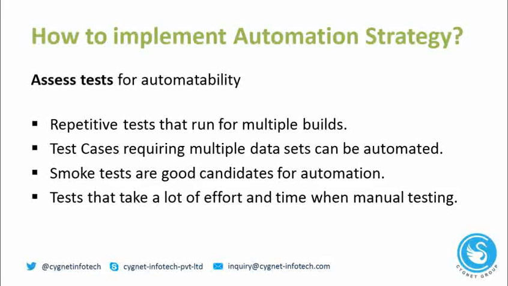Now test cases which need to be run with different data sets, something where you have to check a particular thing with different sorts of data, that test case you can include in automation. Smoke tests are also good candidates for automation, because smoke tests are the tests which you need to run after each and every build. So once you give a new build, you can just run the regression suite, the smoke suite, and it's easy for you to automate that.